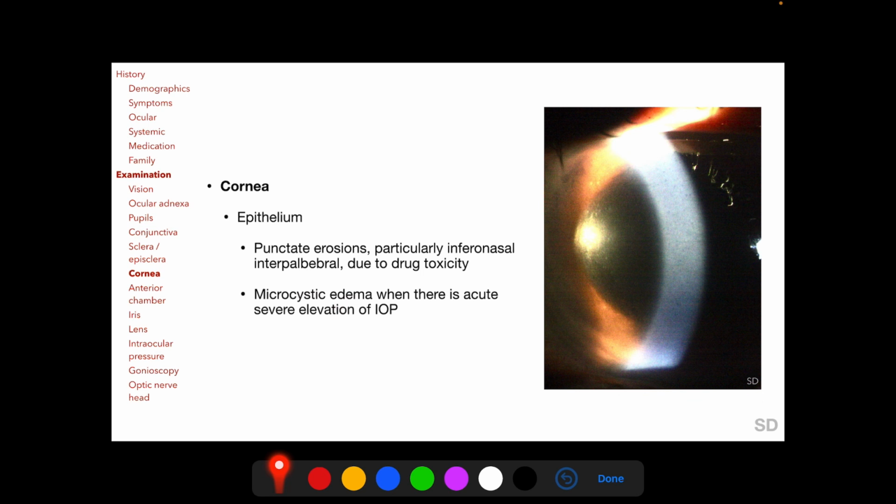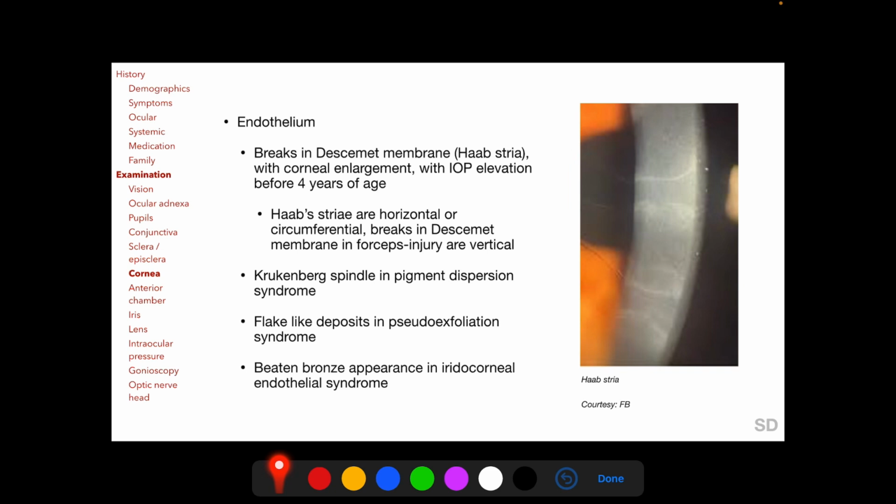Microcystic edema, as seen here in this photograph as very small dark dots in the corneal epithelium, indicates acute severe elevation of intraocular pressure. In the corneal endothelium, a large number of findings can be seen in glaucoma patients. Breaks in Descemet's membrane called Haab's striae occur due to corneal enlargement when there is IOP elevation before 4 years of age. This photograph shows Haab's striae, which are horizontal or circumferential.